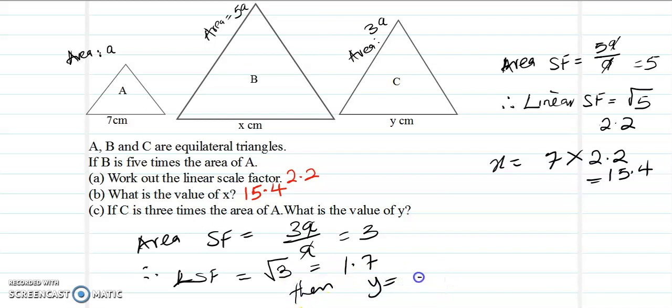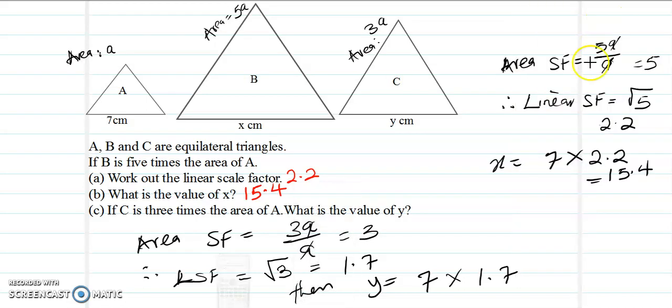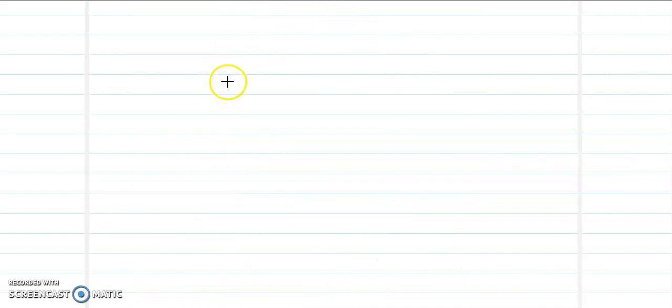So y will now be 7, because we are comparing A and C, 7 multiplied by 1.7. So 7 multiplied by 1.7 gives us 11.9. So we have that y is 11.9. So the value of y is 11.9 cm.